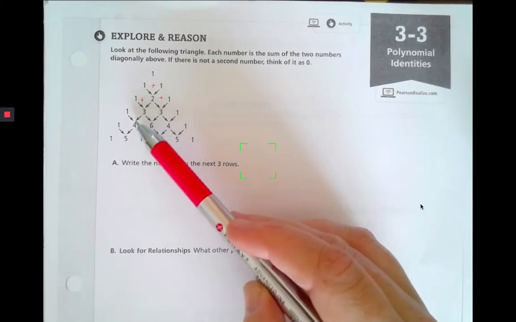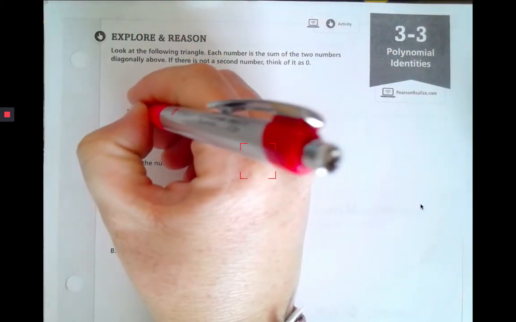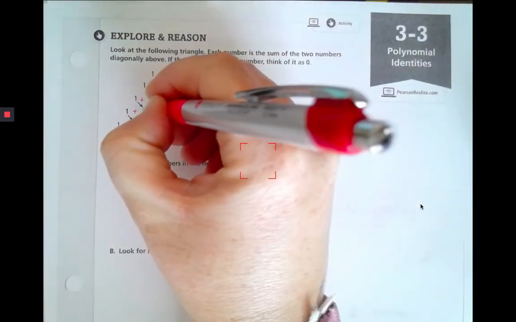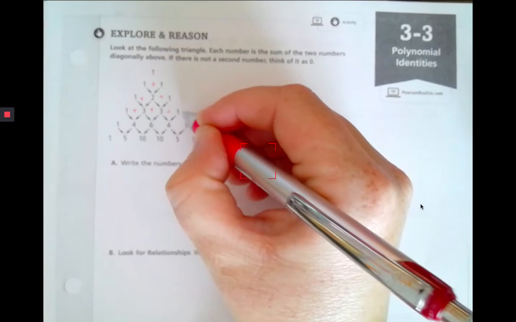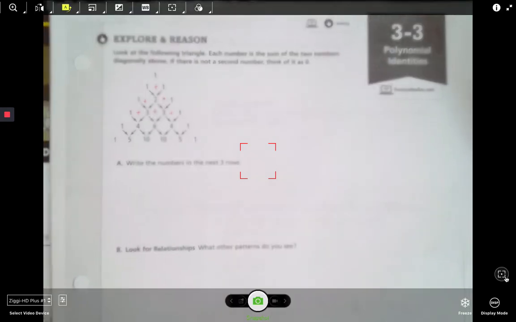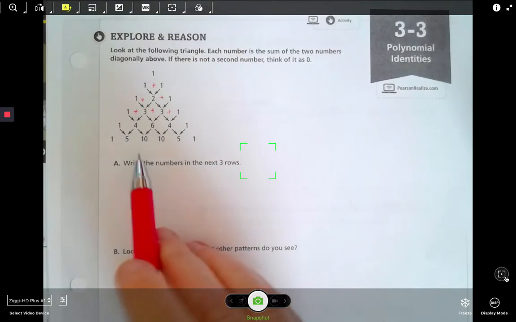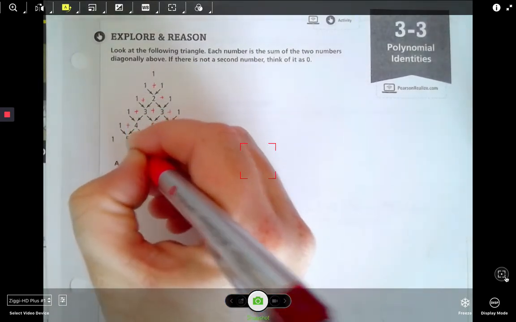And then we got 1 plus 3 is 4. 3 plus 3 gave us 6. And 3 plus 1 gave us 4. And then we know that we have to add a 1 to that outside of that triangle. We're going to keep doing the same thing all the way down. So we add a 1 to the outside. 1 plus 4 gives us 5.